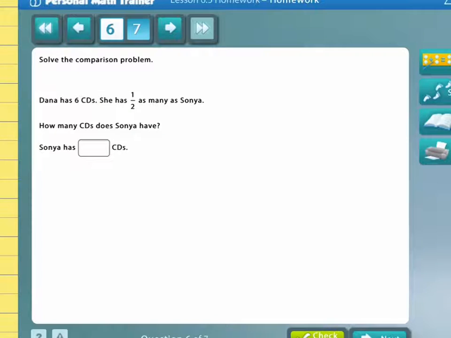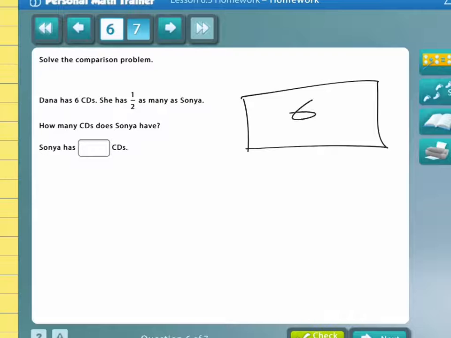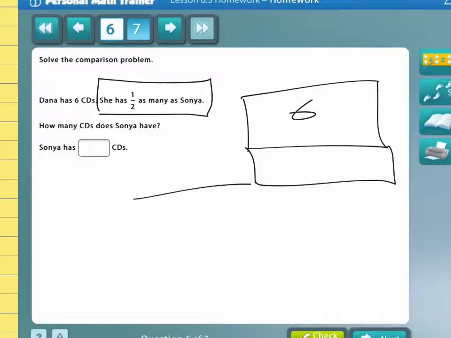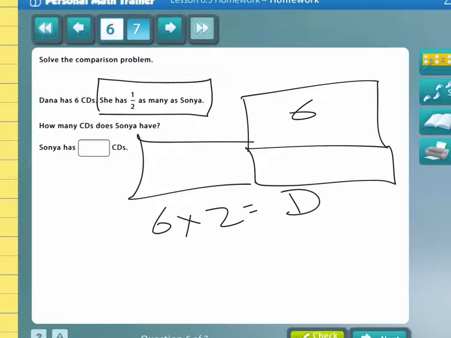If Dana has 6 CDs, so let me draw that here. There are 6 CDs here. She has half as many as Sonia. So who has more? Does Dana have more or does Sonia have more? Well, if Dana's is half of Sonia's, then Sonia must have twice as many as Dana. So 6 is half of what number? So you say 6 times 2 will equal Sonia, or Sonia times half equals Dana. In either case, you're going to see that Sonia must have 12 CDs.